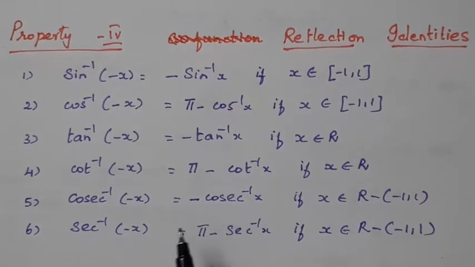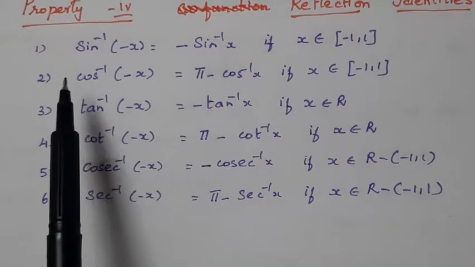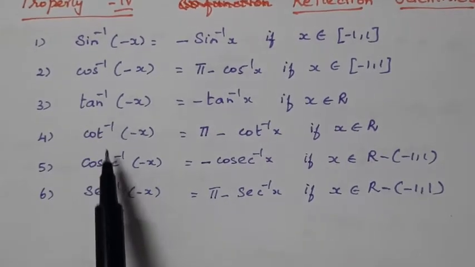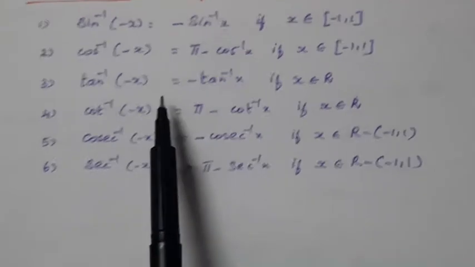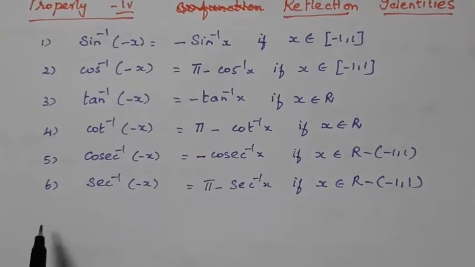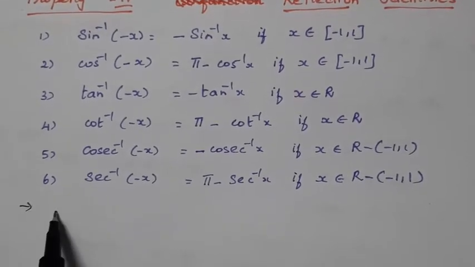So let us prove the first one and the second one, so that the other four identities have proofs similar to these two. Let us prove the first one.